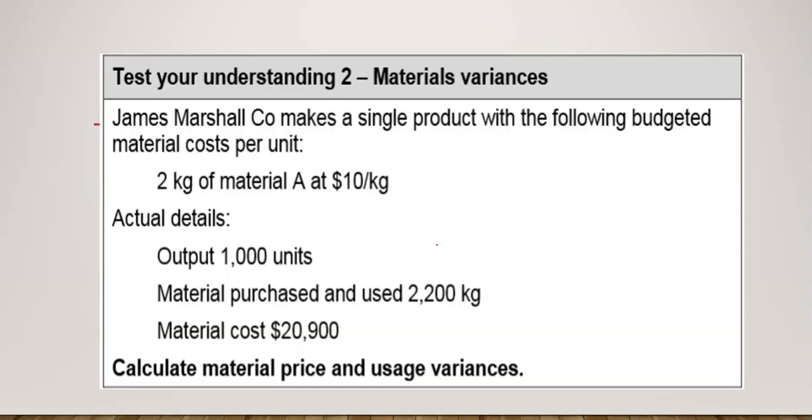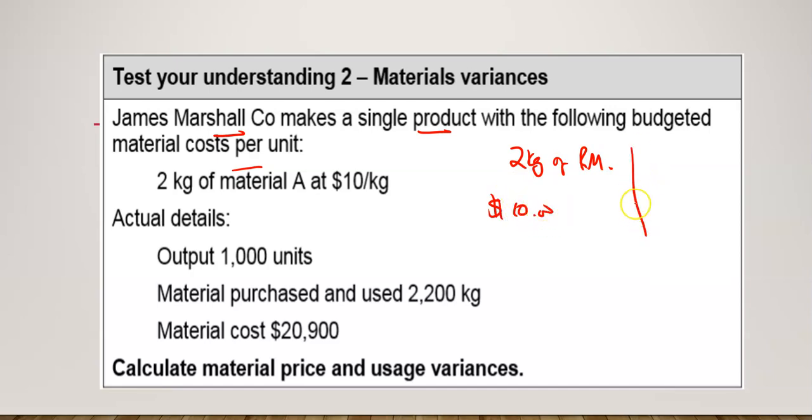We're going to use this story of James Marshall. Here we have James Marshall makes a single product, the following budgeted. This is the plan. So to make a product, James needs 2 kilograms of raw material. And each of these kilograms should cost $10.